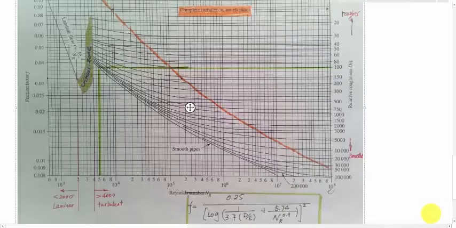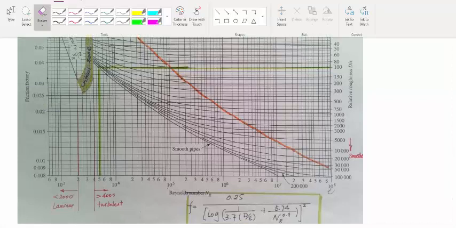Okay, let's talk about the Moody diagram here. I have a picture here showing you the Moody diagram, and as you can see, on the left side of this is showing the friction factor. This one actually blocked the view, so let me just erase it. On the left side, it shows the friction factor here. And on the very right side, it shows the relative roughness.